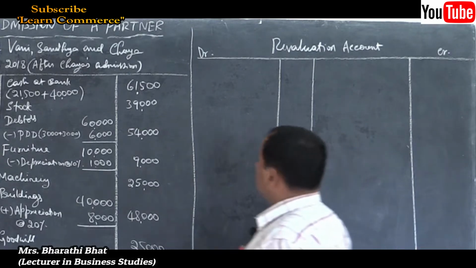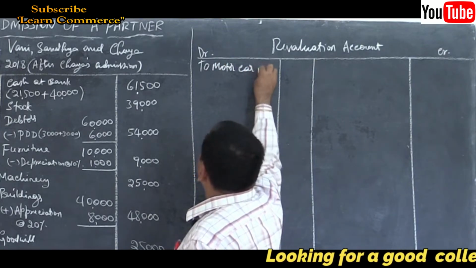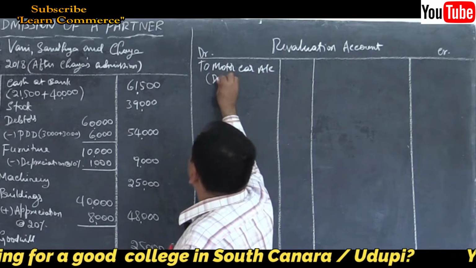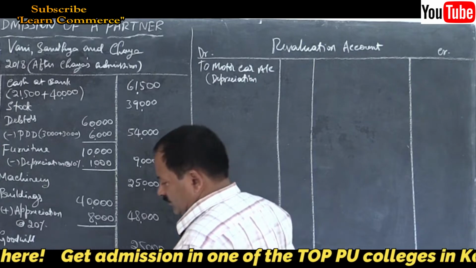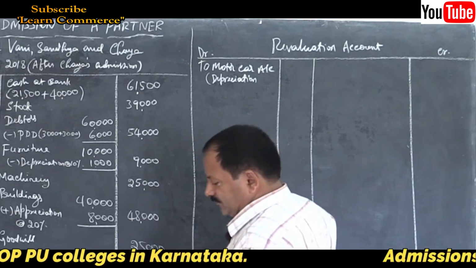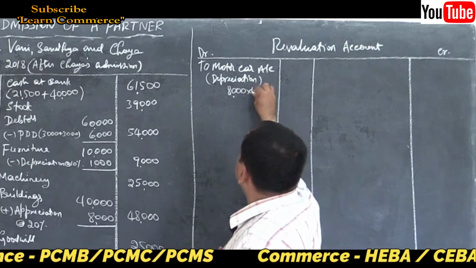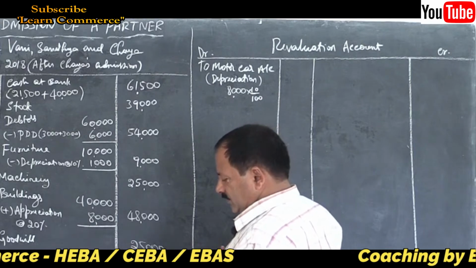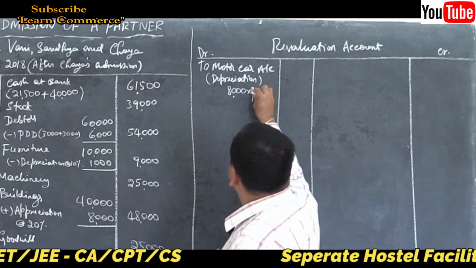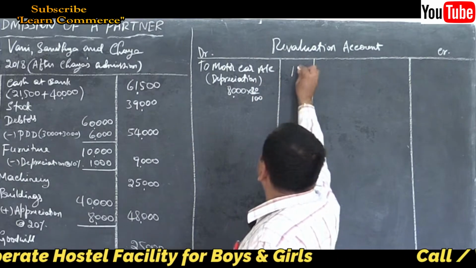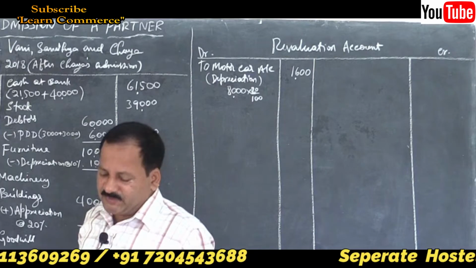To motor car account, depreciation. Depreciation, that is how much? 10%. Show the calculations. 8,000 into 10%. Sorry, 20% it is. It is not 10%, it is 20%. So 1,600. Yes, it is 20%.